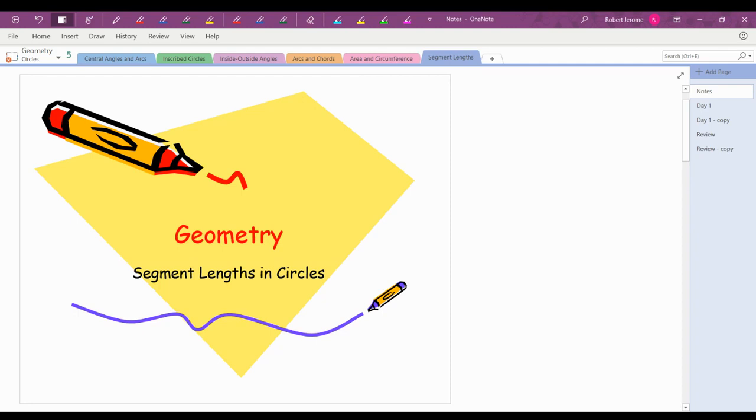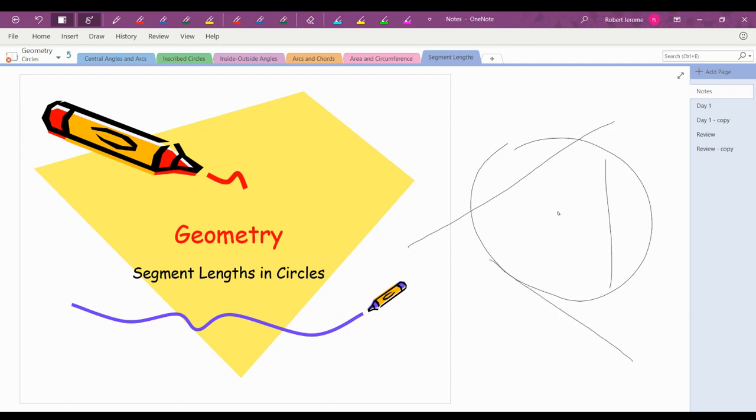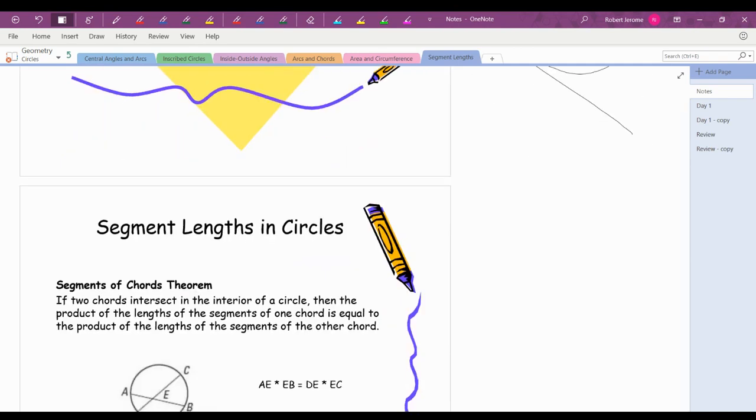So what are the kinds of segments that we have? Well, let's get a circle up here. So we have things like chords, secants, and of course we have tangents. So those are the three different kinds of segment measurements that we're going to be working with. So let's see as we go into some of our notes.